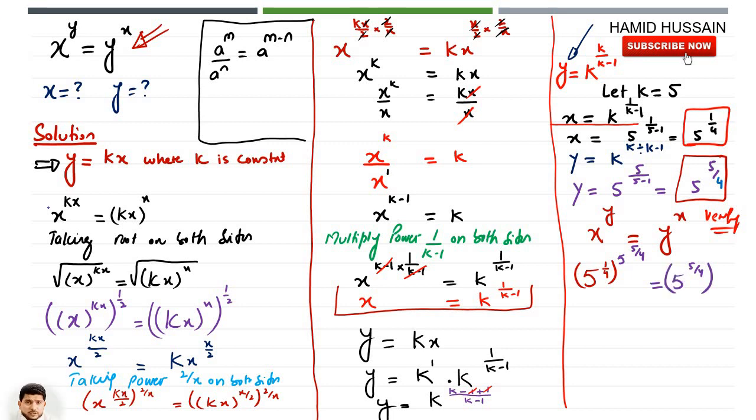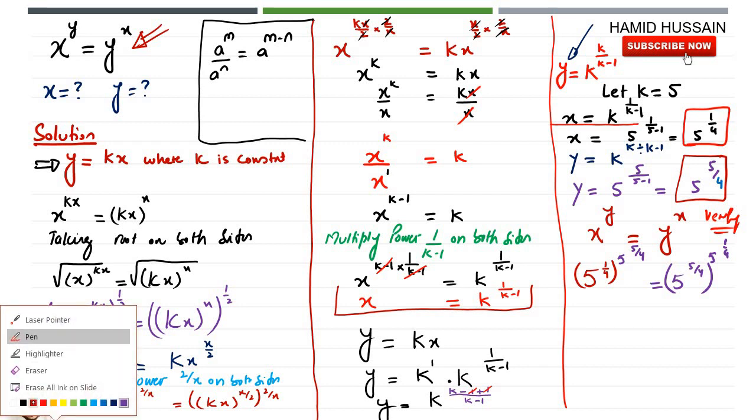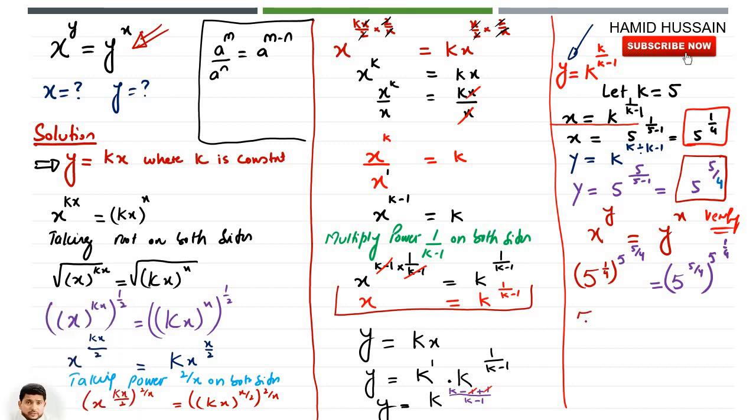We know that y is equal to 5 to the power 5 upon 4, and x equals 5 to the power 1 upon 4, and as we know that power multiplies with power, so we're going to have 5 to the power (1 upon 4 multiplied by 5 upon 4) equals 5 to the power (5 upon 4 multiplied by 1 upon 4).